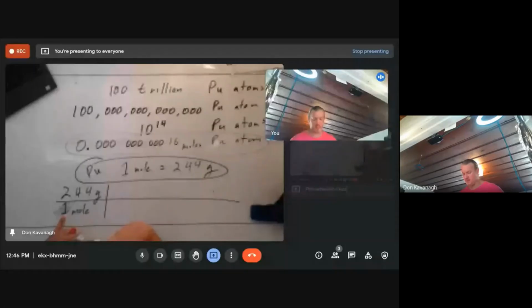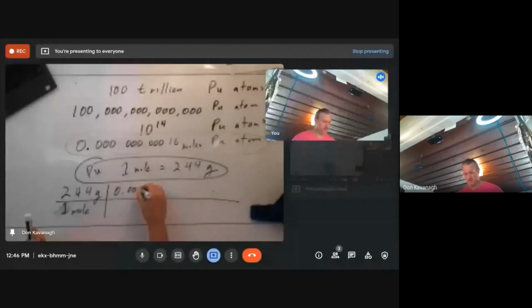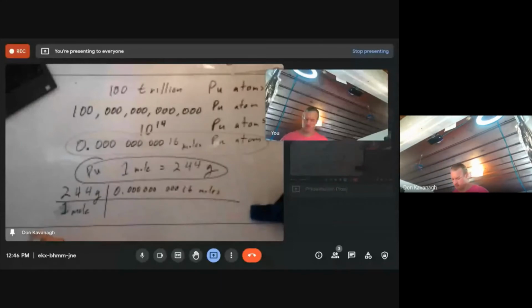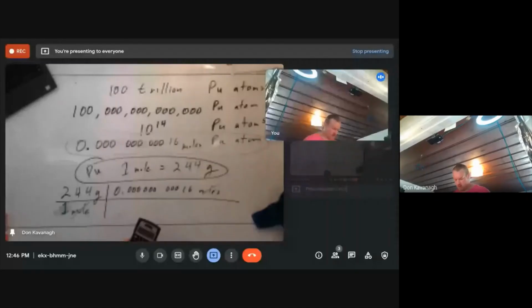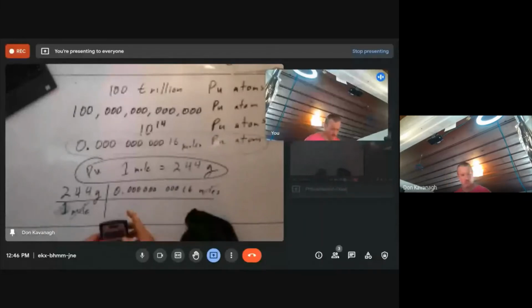I want moles to cancel, so I have this number up here, 0.12345678916 moles. I have moles canceling out here. So it's going to be how many grams? 1, 2, 3, 4, 5, 6, 7, 8, 9, and 6 times 244. 3 times 4, 2, 3, 4, 5, 6, 7, 8. 4 times 10 to the negative 8 grams.